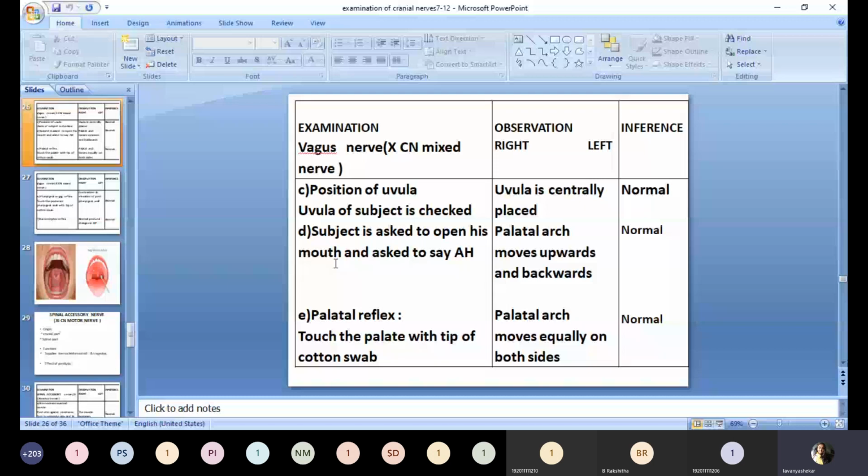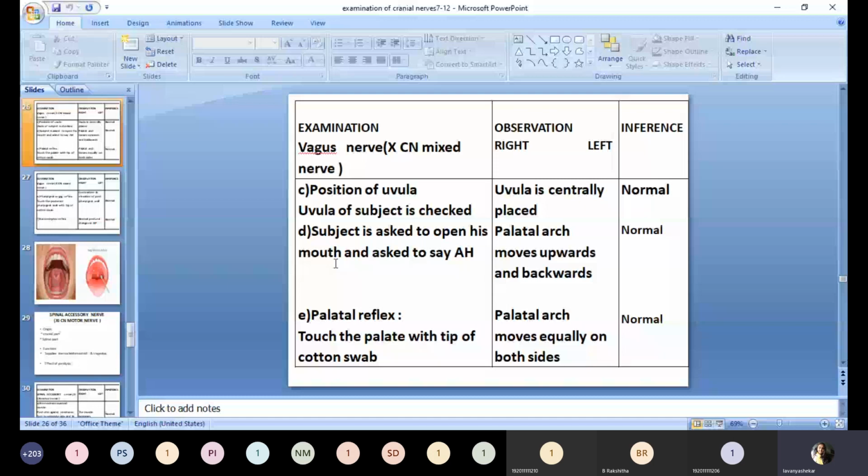Ask the subject to say "ah" and observe the movements of both the sides of the palatal arch. In a healthy individual, both palatal arches should raise upwards normally with the uvula remaining in the midline. If one side is paralyzed, then that side will remain flat and immobile, and the median raphe will be pulled towards the healthy side. In bilateral paralysis, the whole of the soft palate will remain motionless. So that you have to observe.